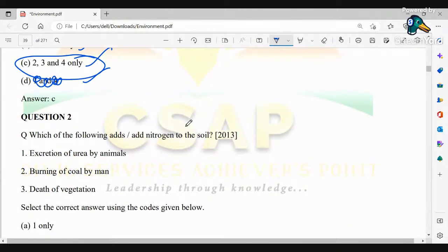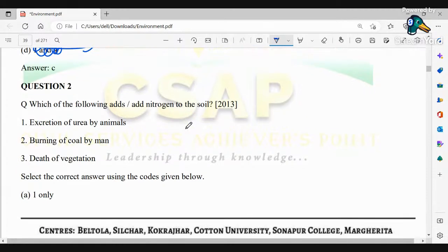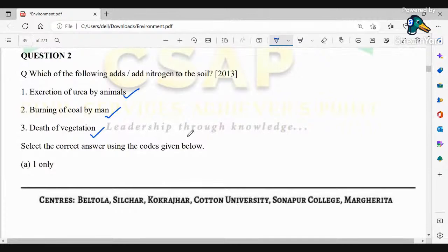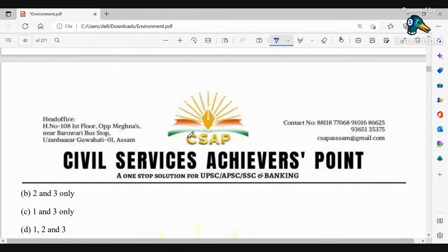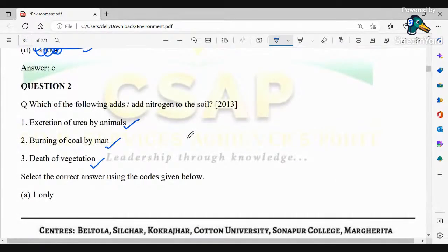Okay, next, which one of the following adds nitrogen to the soil? You have been given three options: excretion of urea by animals, burning of coal by man, death of vegetation. Select the correct answer using the codes given below. 1 only, 2 and 3, 1 and 3, 1, 2 and 3. Okay, so here 2 and 3 is B, 1 and 3 is C, and 1, 2 and 3 is the last option. So which of the following adds nitrogen to the soil?